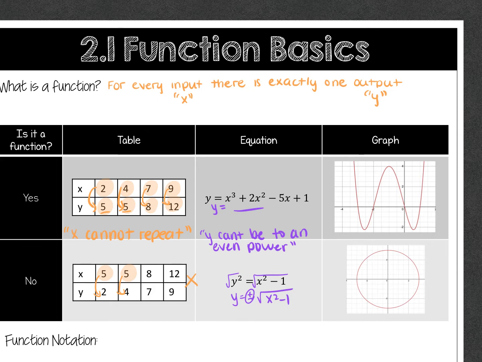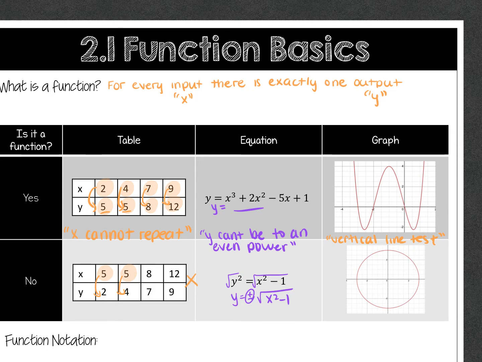And then lastly, we've got graphs. For graphs, the easiest way to tell is by doing a vertical line test. So we can write that in, vertical line test. And the vertical line test says that if you draw a vertical line anywhere on the graph, it should only go through the function once.